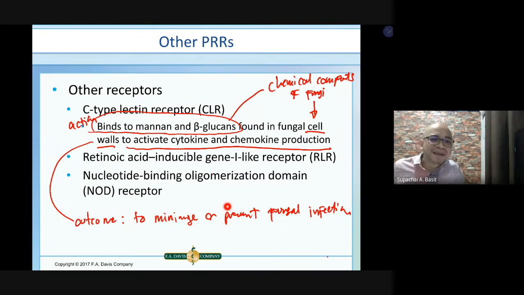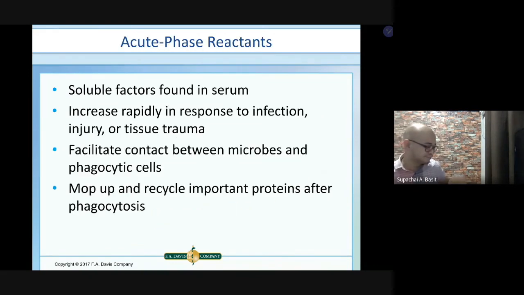So other minor PRRs include the retinoic acid inducible gene 1 like receptor, or the RLR, and the nucleotide binding oligomerization domain, or the NOD receptors. But among the PRRs, it is the TLR that is really important as our second line of body defense, because this one will enhance and promote phagocytosis. Okay, let's talk about the acute phase reactants.